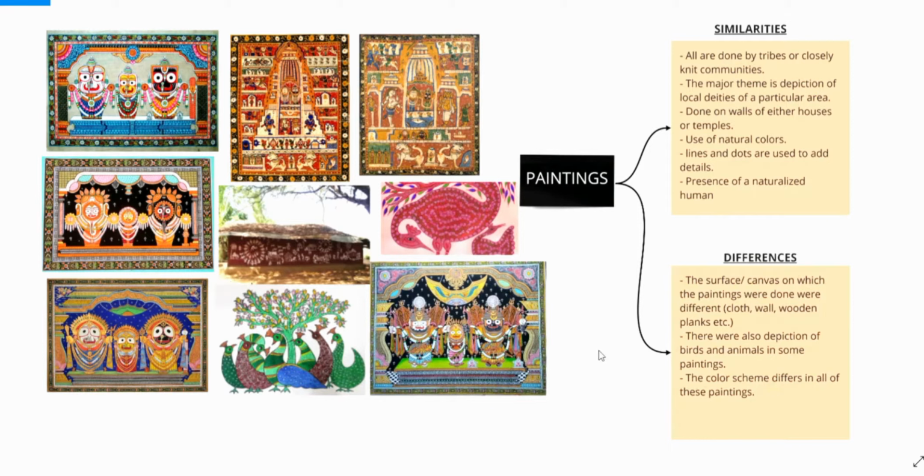There were also depictions of birds and animals in some paintings. So the painting was not just about the local deities but about the surroundings as well, about the nature as well. The color scheme differed in all these paintings. So we can see that here gold color has been used, but it hasn't been used in this painting, not even in this one. So the color scheme was different in each painting.